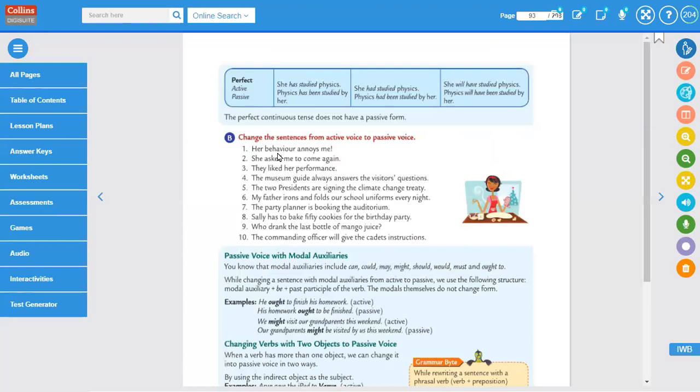Me is annoyed by her behavior. I am annoyed by her behavior. Correct. I am annoyed by her behavior. Ma'am, because in a passive voice, me will be I. Yes. I am annoyed by her behavior. Good. Number two, she asked me to come again.